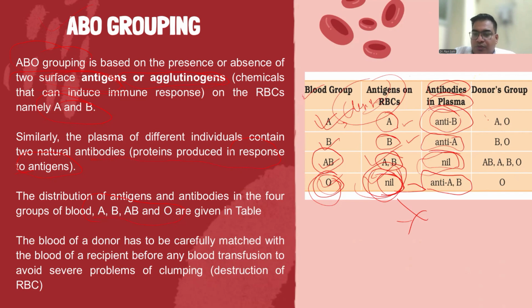These are the donor groups: A and O, B and O, AB, A and B, and O. In case of O blood group, there is only O blood group for donors.